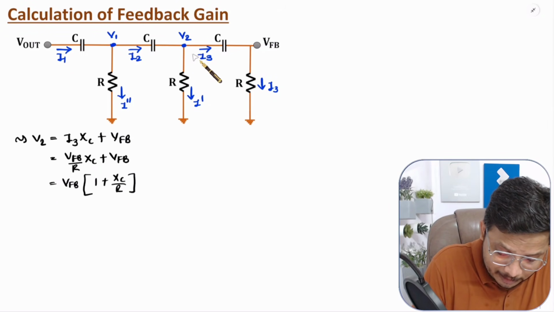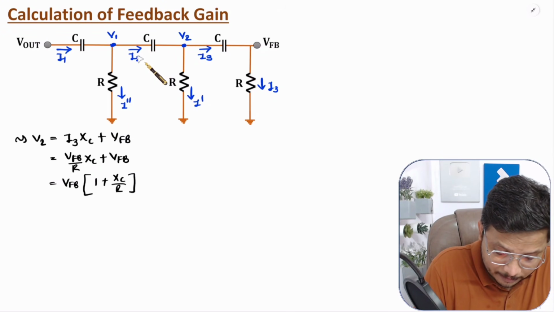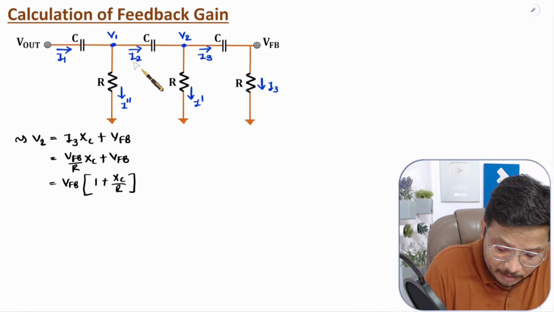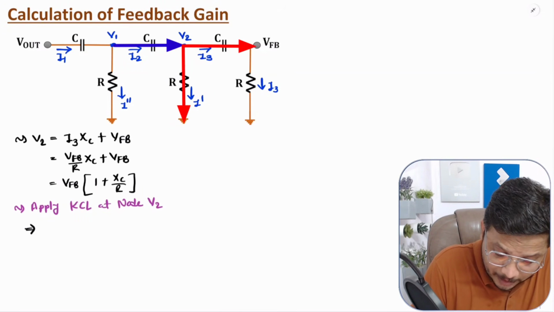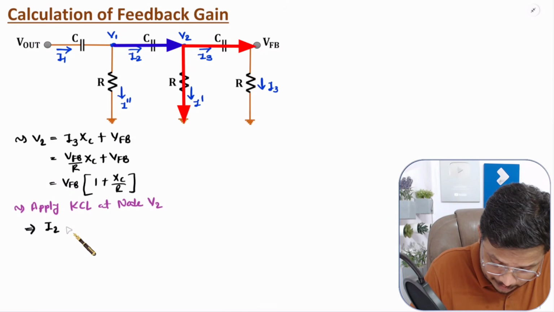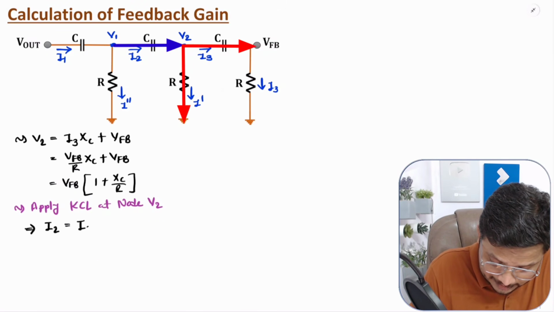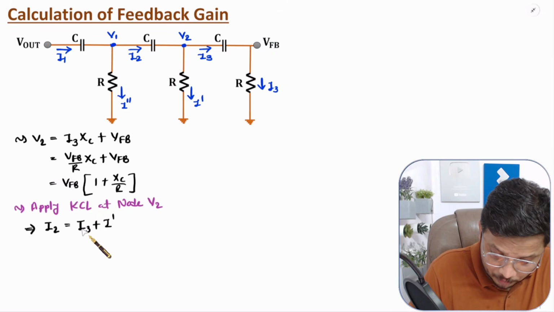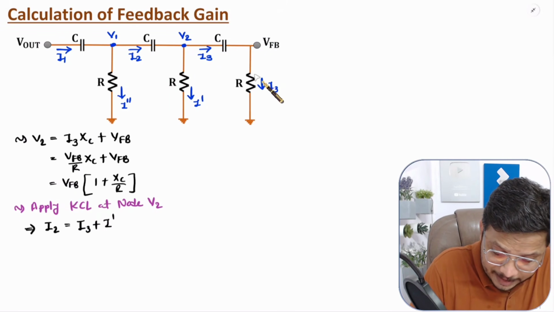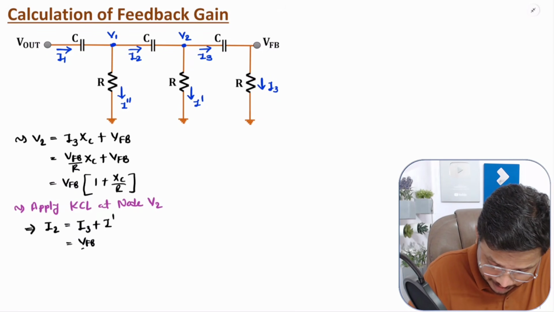Now to solve this circuit, we will go in this direction. Now we need to find the value of I2 current. To get the value of I2 current, we will apply KCL at node V2. Entering current equals leaving current. Entering current is I2, and leaving current is I3 and I dash. So leaving current is I3 plus I dash. Now what is the value of I3? I have told you I3 is VFB divided by R.